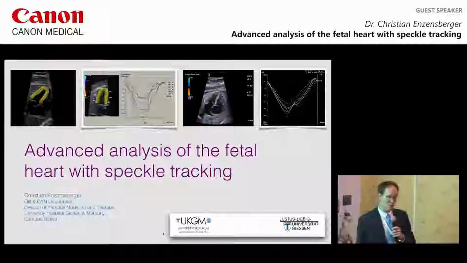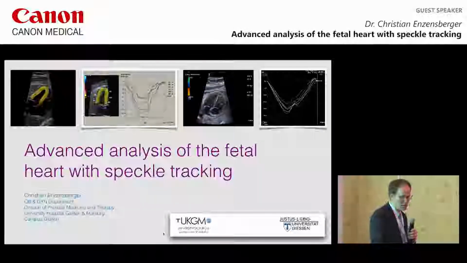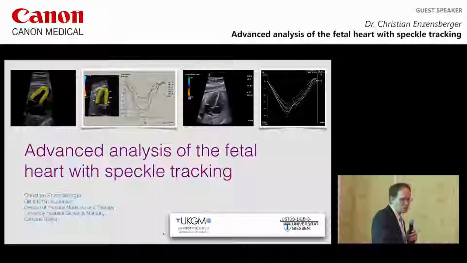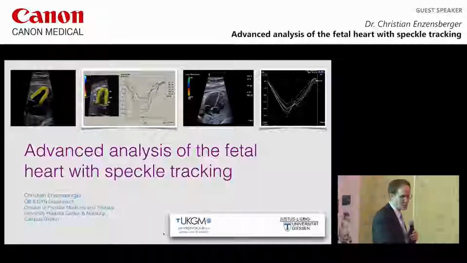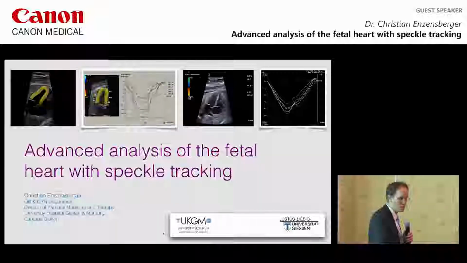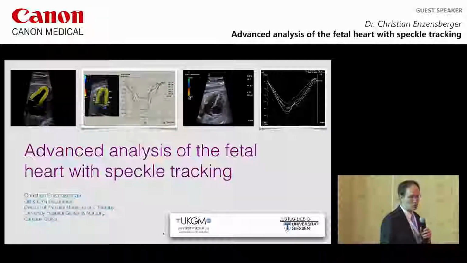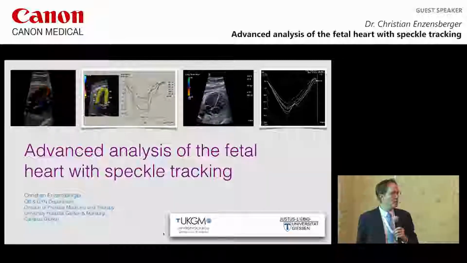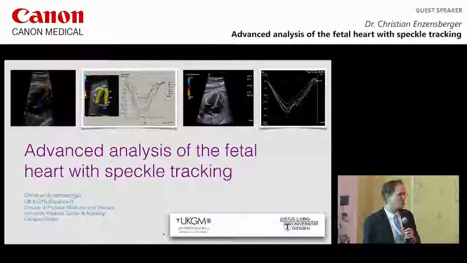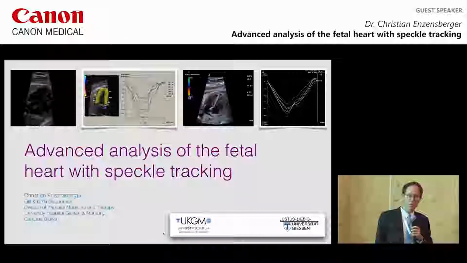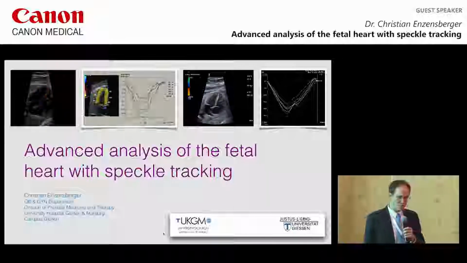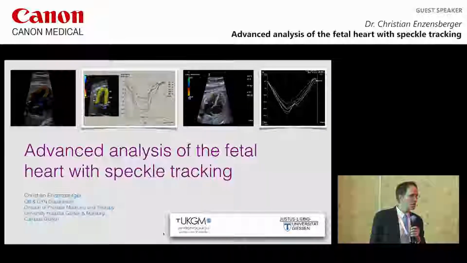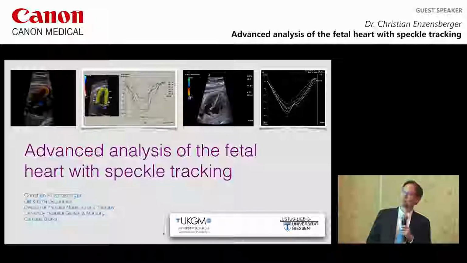What's the reason why we are talking about speckle tracking? We know that fetal cardiac dysfunction often appears subclinically, and therefore it might be missed or remain undetected by conventional methods like Doppler ultrasound or CTG. Now, to improve fetal cardiac monitoring, new tools like speckle tracking are available in the meantime, and I would like to show you some clinical situations in which we can implement these tools.